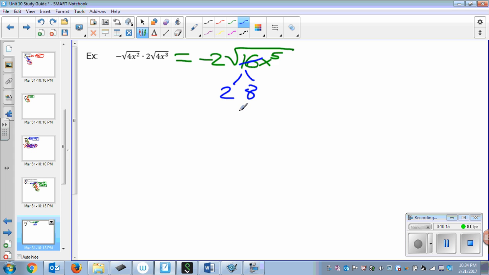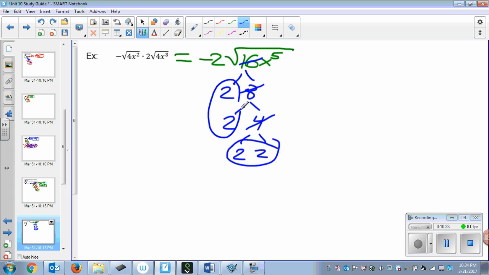2 times 8, 8 is even. 2 times 4, and 4 is even. 2 times 2. I have 2 pairs of 2's and nothing left over. That means 16 was a perfect square. I also have x to the 5th, which is 1, 2, 3, 4, 5. And you can see here I can make 2 groups of 2 with 1 left over.